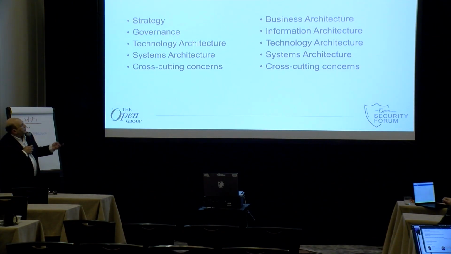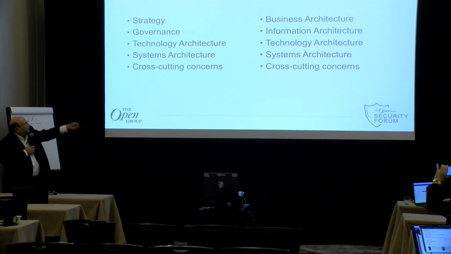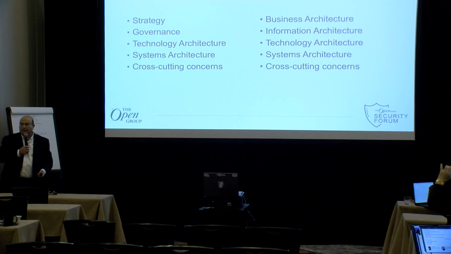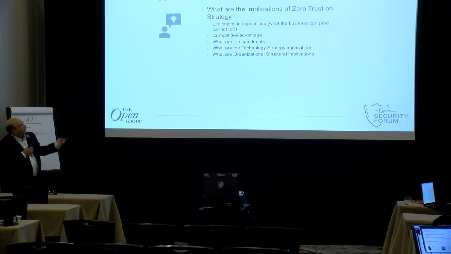The role of the EA: strategy, governance, technology, systems, business architecture. These are the disciplines and these are the things you're trying to do, right? You'll be at the bottom over there, the security architect, right? And cross-cutting concerns. And what are you thinking about?